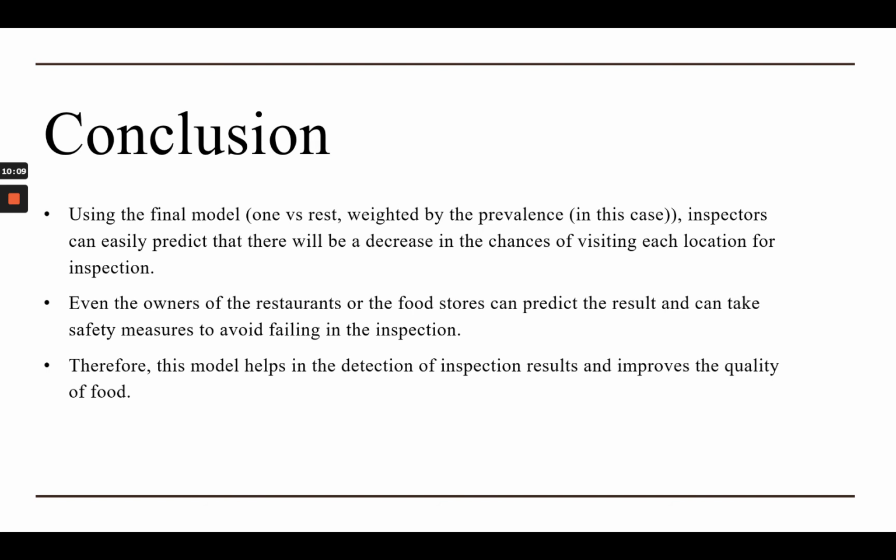And also, using this data, the owners of restaurants or food outlets will get to know the predicted result, and so they'll take safety measures, quality wise and ambience wise, so there will be a decrease in failures in the inspection, and also the quality of the food increases and the ambience will be good. Therefore the model detects inspection results and improves the quality of food.